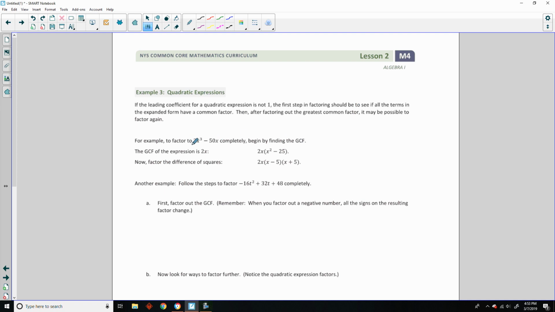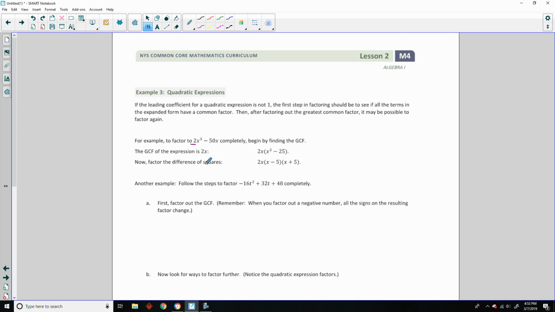Since the a, or the leading term, is not 1, you try to find a factor that will take away this 2, and the other term has a 50, so we can factor out a 2. The GCF of this expression is 2x. Since there's a 2 here and 2 will go into 50, there's 3 x's here and 1 x here, we can take one of the x's out. And when we take out 2x, we're left with x squared minus 25.